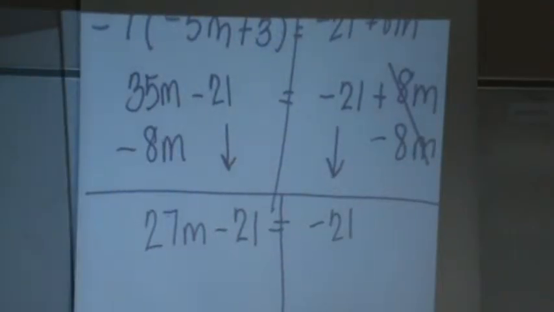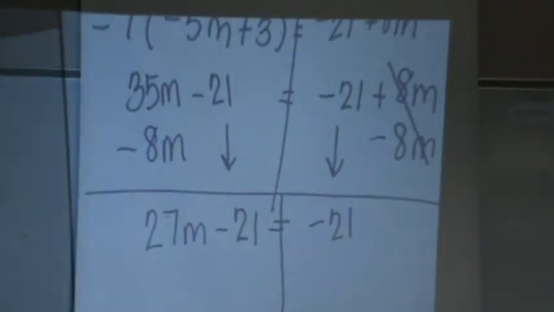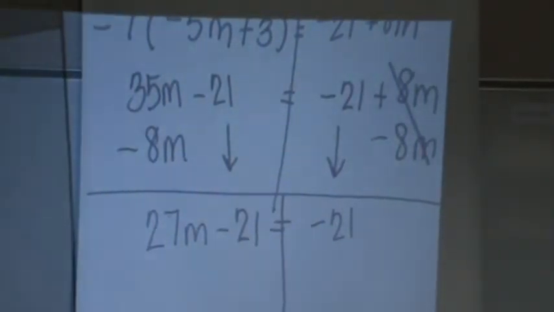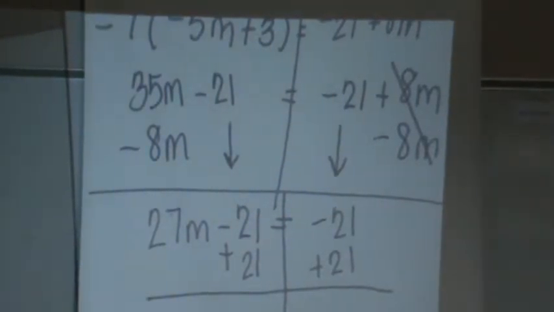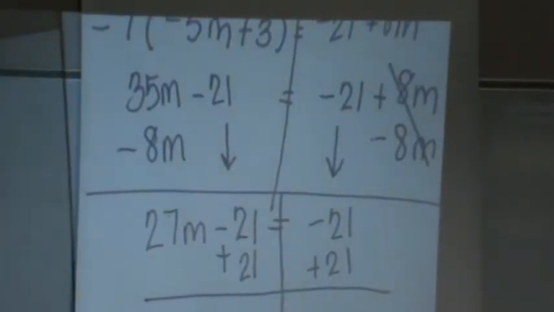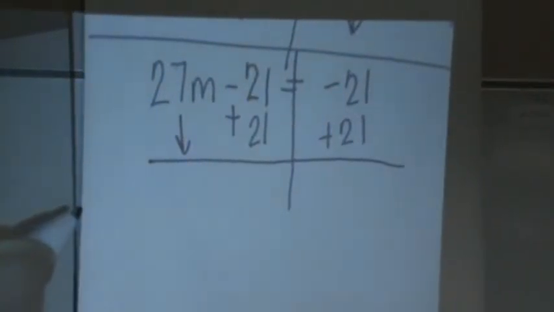The left. So step 4 says to undo what? Alright, so how do I get rid of minus 21? So we're going to add 21 to both sides. Did I do anything with the 27m? Nope, so bring it straight down. As soon as I bring this up a little bit.